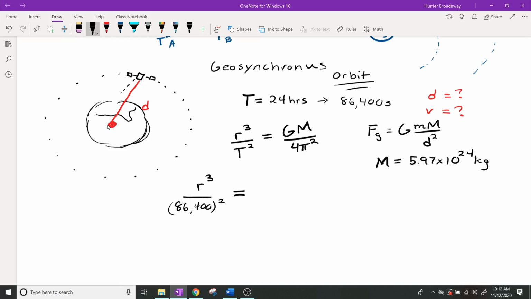I need big G, the universal gravitational constant. Okay, 6.67 times 10 to the negative 11th. You want to write the units or just leave them? It's okay. 6.67 times 10 to the negative 11th. We proved yesterday that the units would cancel out. Mass of the Earth, 5.97 times 10 to the 24th kilograms. The bottom, 4 pi squared.